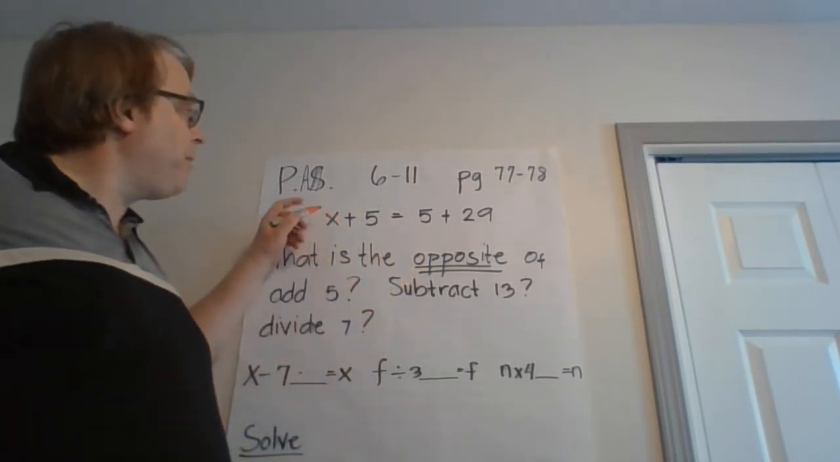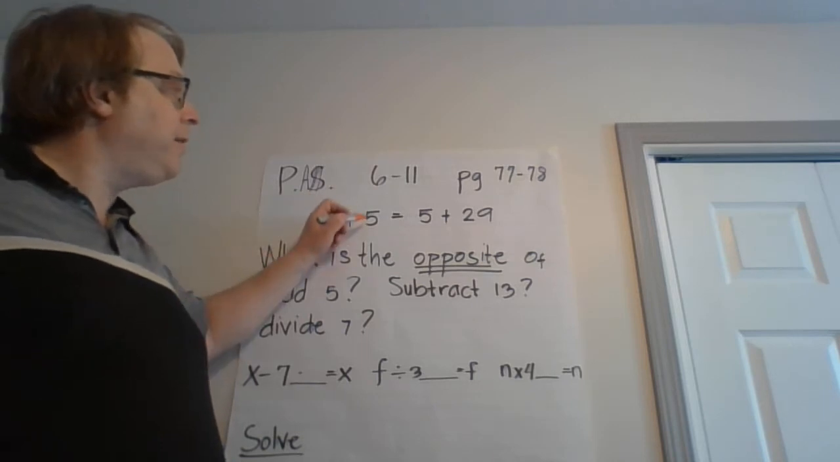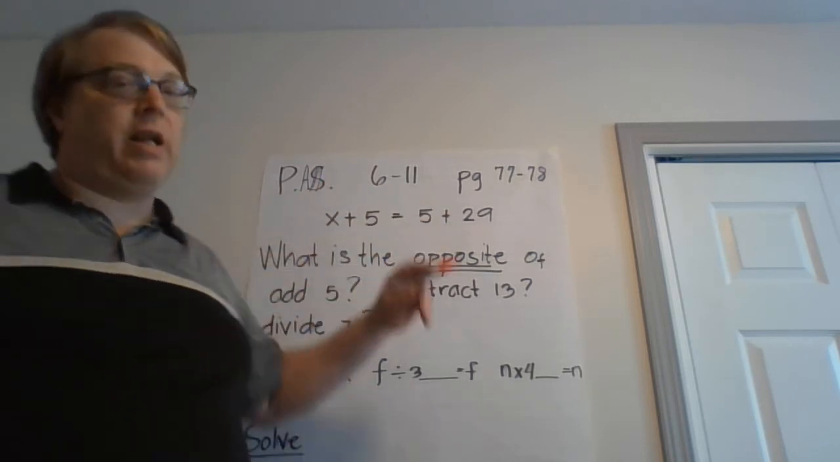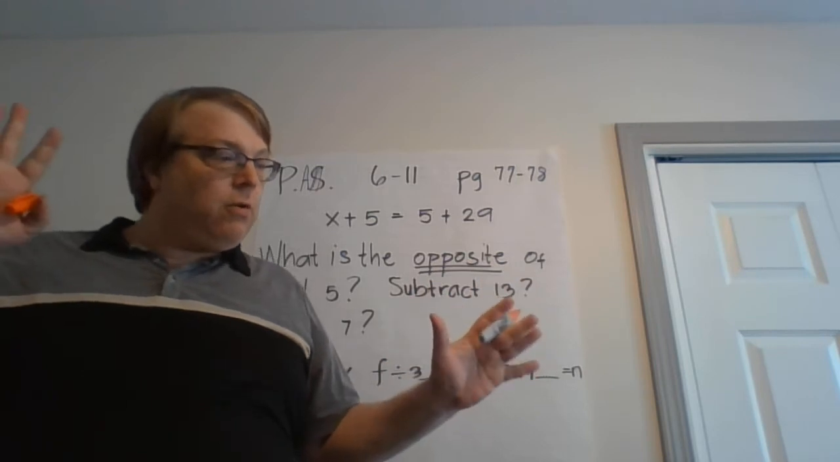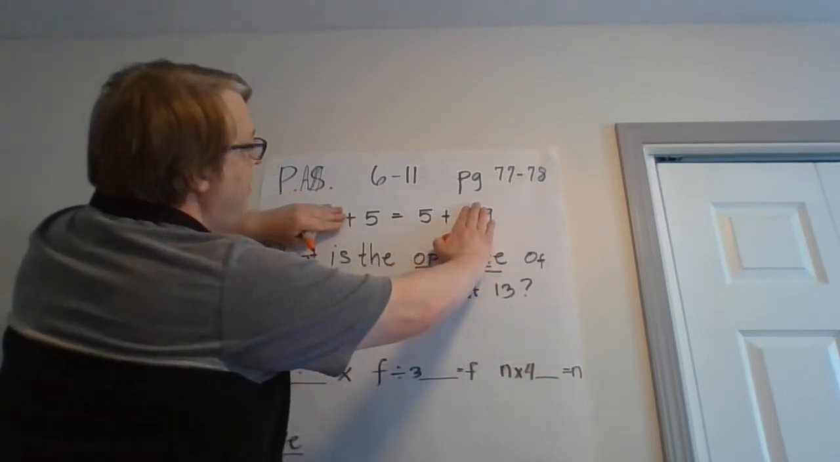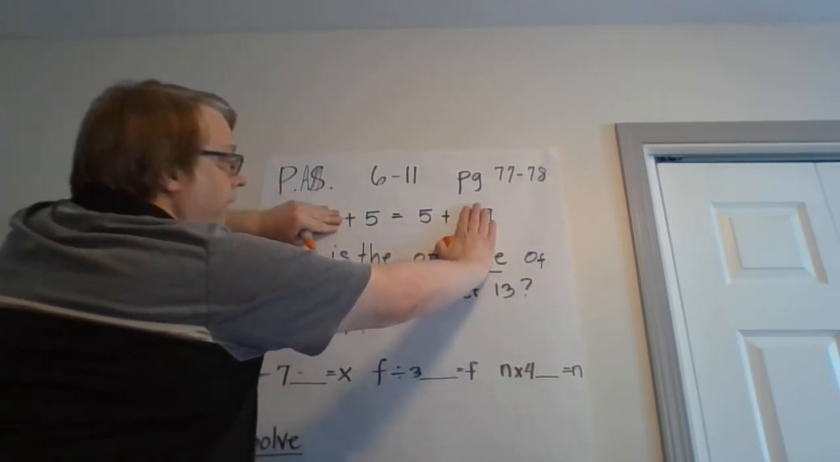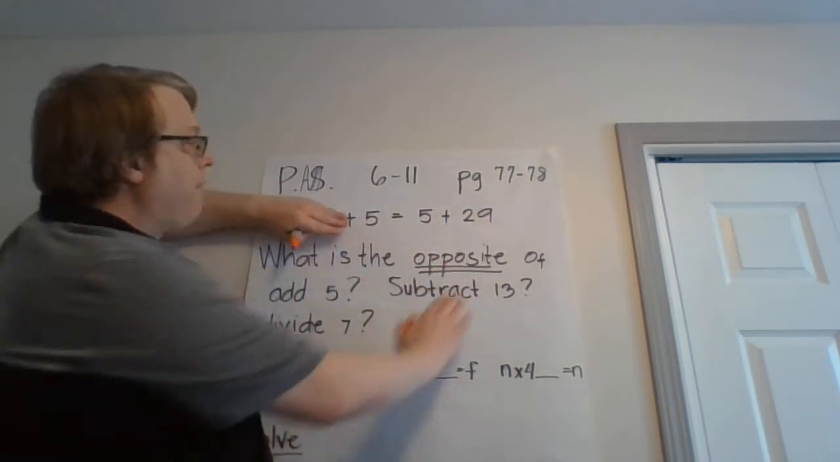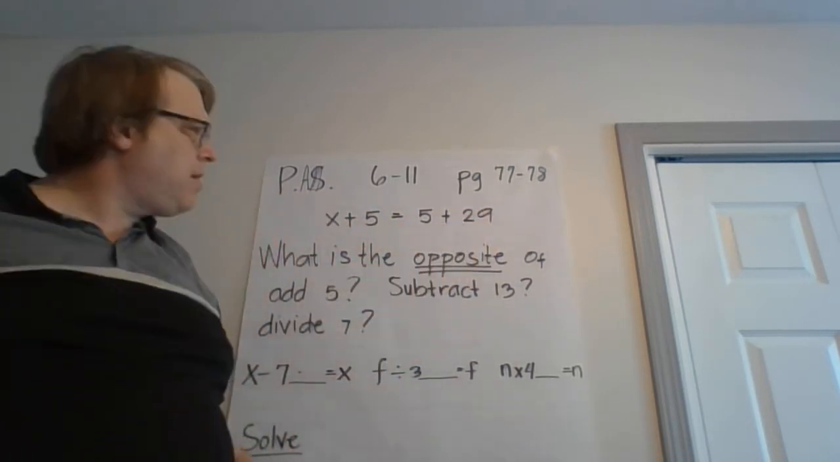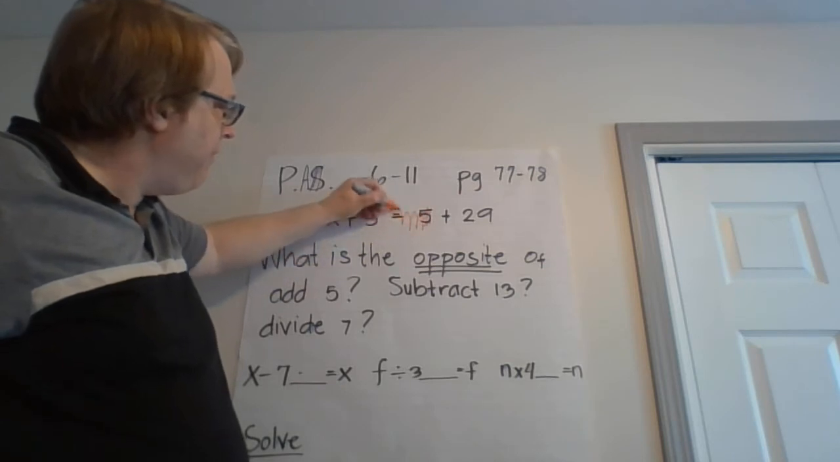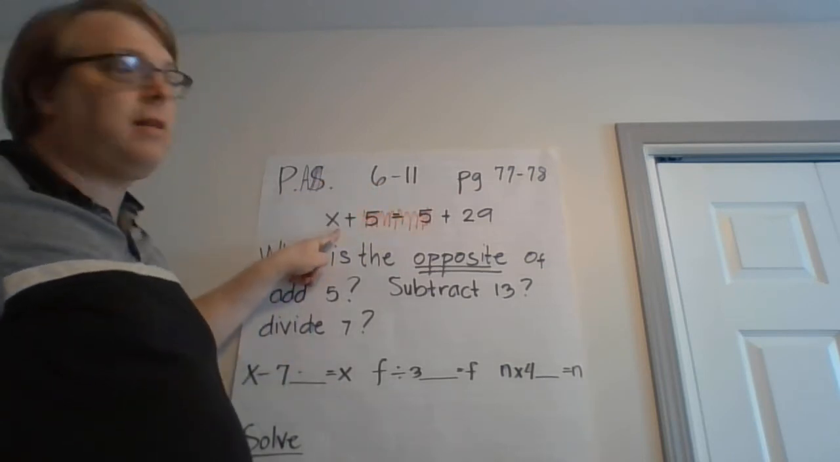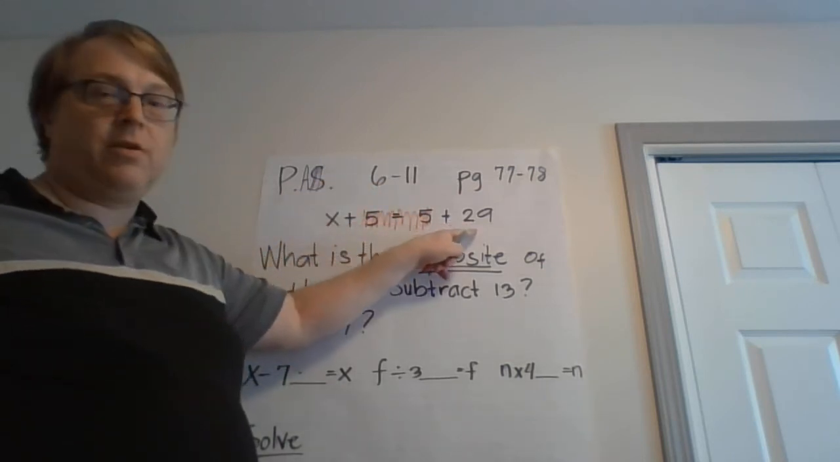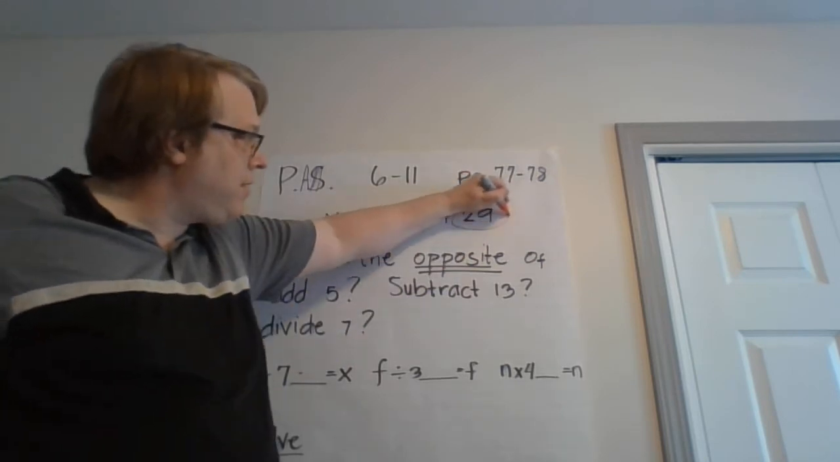So for example, if we took x plus 5 equals 5 plus 29. Difficult? Not really, because if we take this off, we can see that 5 equals 5. Obvious, right? Well, if that's so obvious, we can get rid of it. 5 equals 5. What does that leave us? X equals 29. What's our answer?